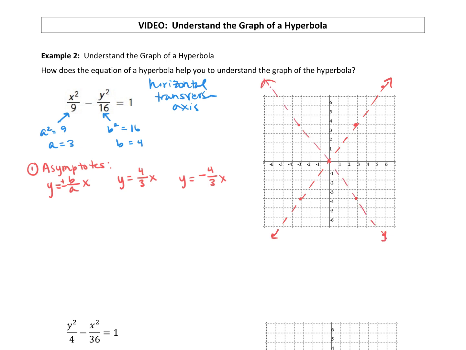All right, so you notice I drew these as dashed lines. That's a common way to draw asymptotes. I suppose if you drew them solid, I'm not going to mark you off for that, but you'll see them as dashed lines quite often. All right, so first step done, we got our asymptotes. Next, we're going to get our vertices.